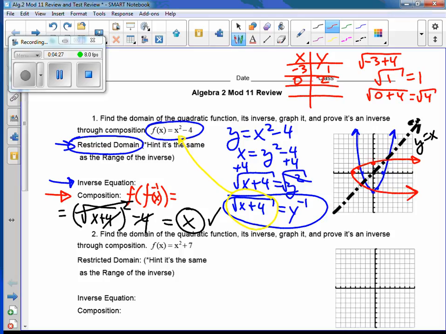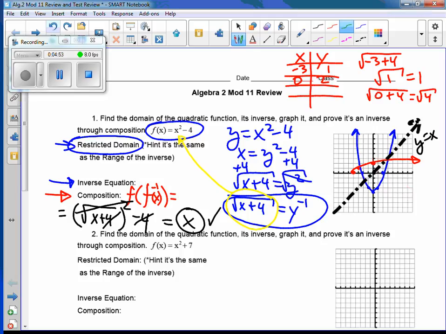Right, there's a problem though. When you get this top and this bottom branch and you do the vertical line test, it fails because it intersects at 2 points, which would mean that the inverse is not a function, okay? And because of that, what we do is we restrict the domain.